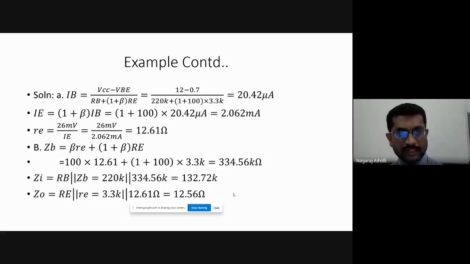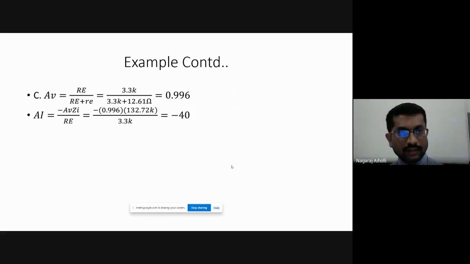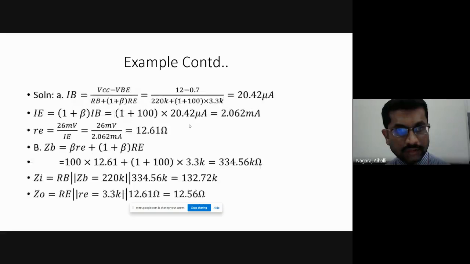Note down only the main formulas. The calculations you will do and verify your answers. Right? Then here AV is 0.996, AI we get minus 40. Note it down here, students. Right?